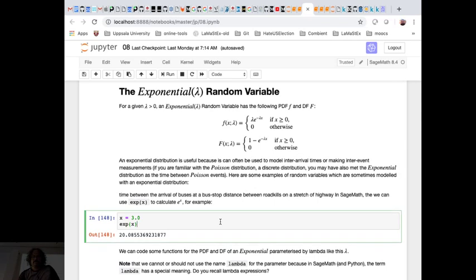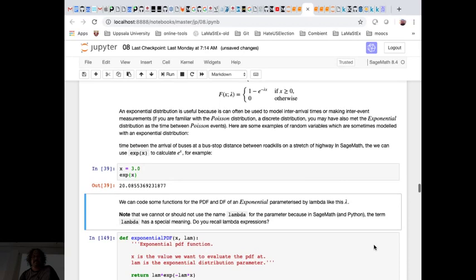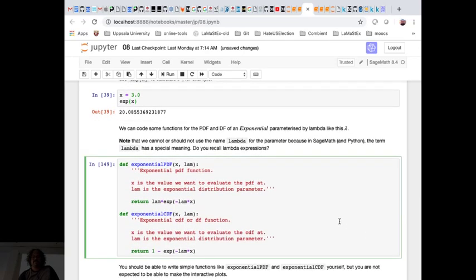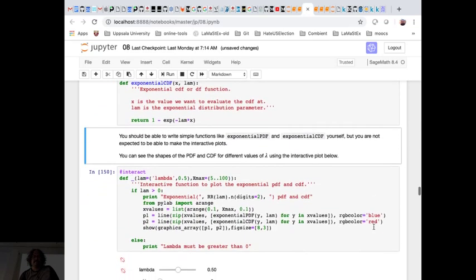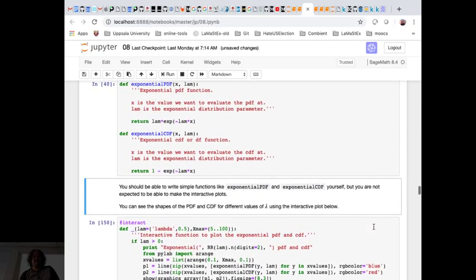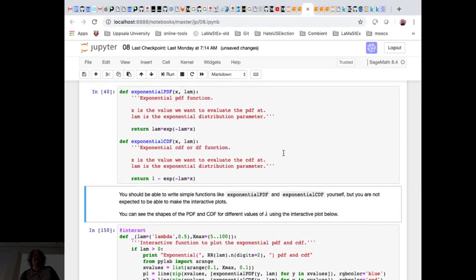Okay, so here is how you get the exponential. And here are just some functions for the PDF and CDF. Okay. And I'm careful not to use lambda here, right? Why?